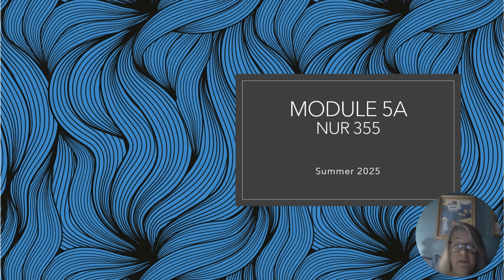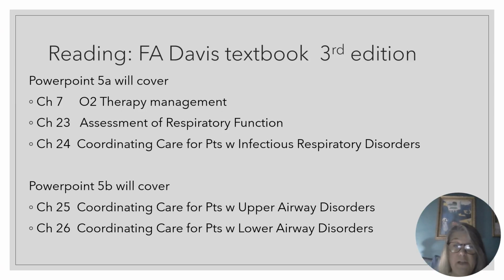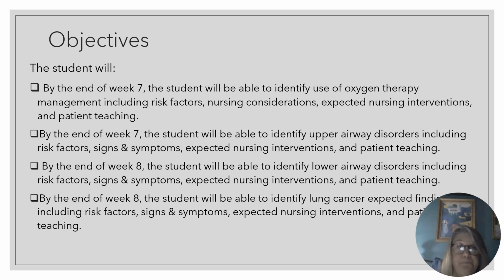There's two PowerPoints, 5A and then 5B, okay? Chapter 7 is O2 therapy management. Chapter 23 is respiratory function, and Chapter 4 is infectious respiratory disorders. Chapters 25 and 26, which are on the next PowerPoint, are upper and lower airway disorders. So there are two. And then we have 2 weeks to cover all that in class, right?